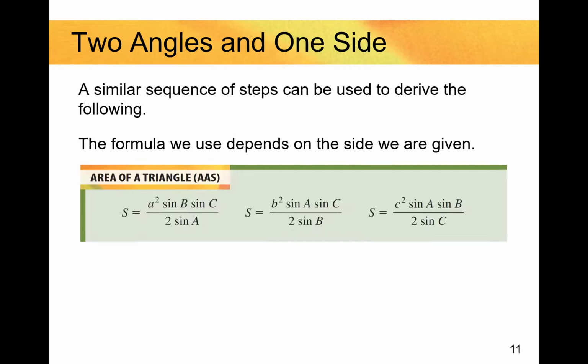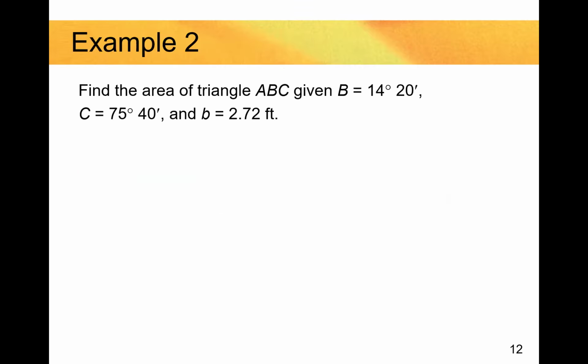All right, here we go. Take out your calculators. Find the area of triangle ABC if angle B is 14 degrees, 20 minutes, angle C is 75 degrees, 40 minutes, and then little b is 2.7.